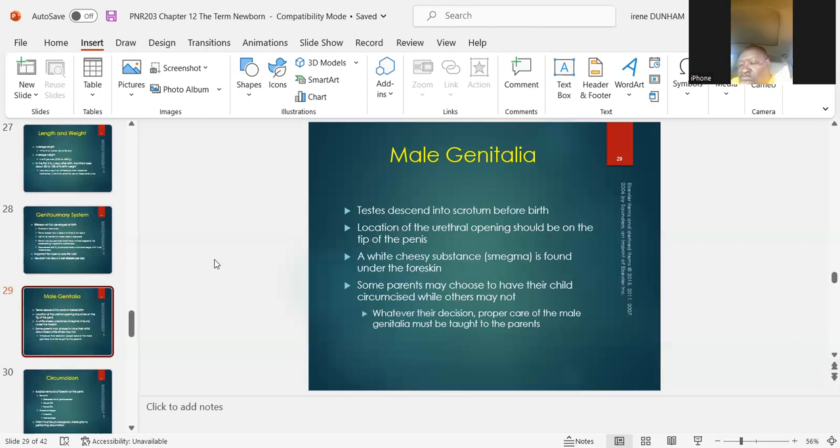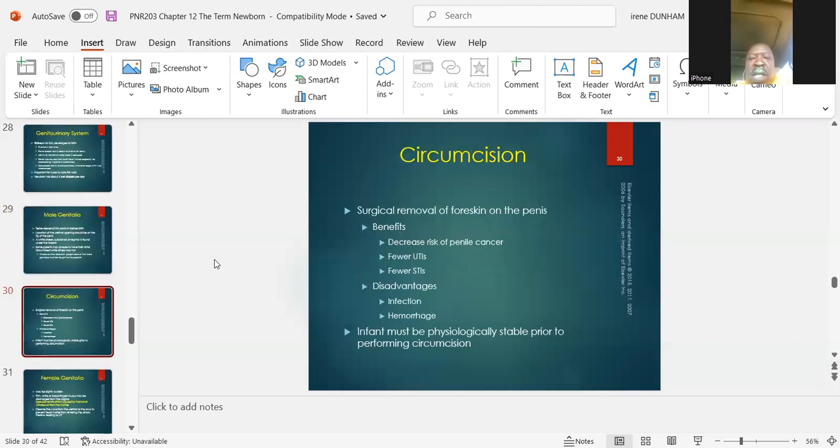And then circumcision. Now, circumcision is up to the parents if they want to have the baby circumcised or not. That's their own decision. It's not up to us. But mom says, well, what are the benefits? Well, they have fewer UTIs, can have fewer STIs, and studies have shown some decreased risk of penile cancer.